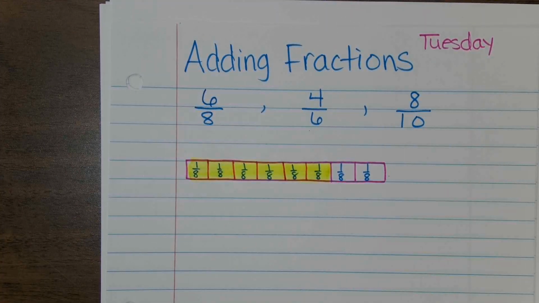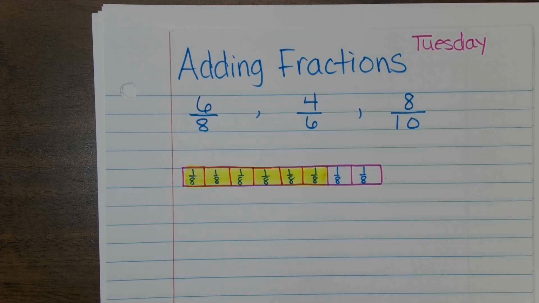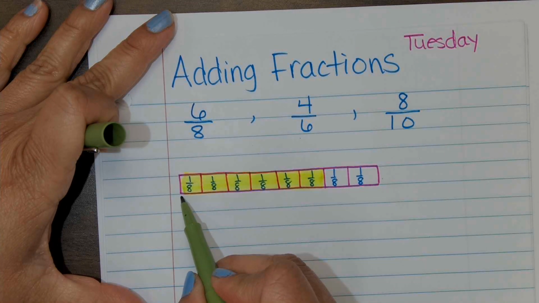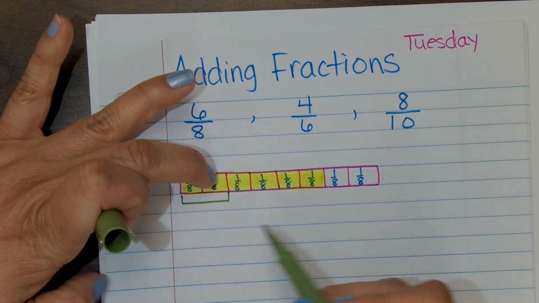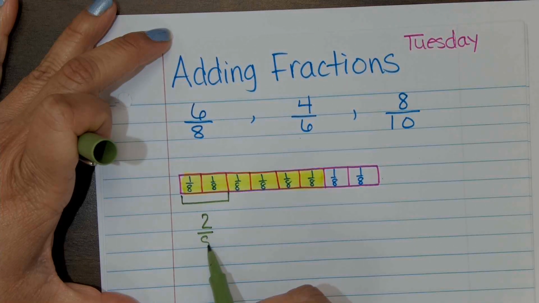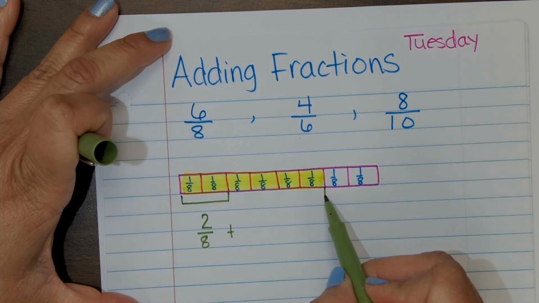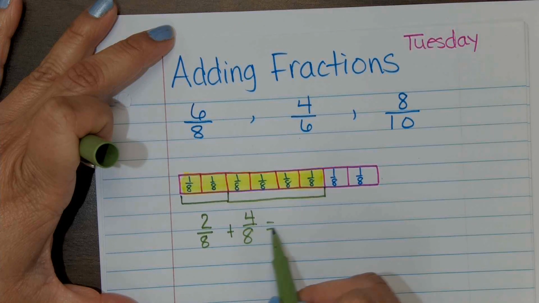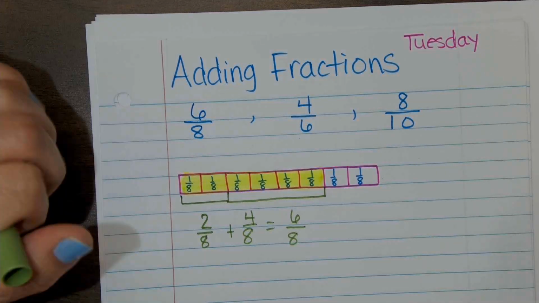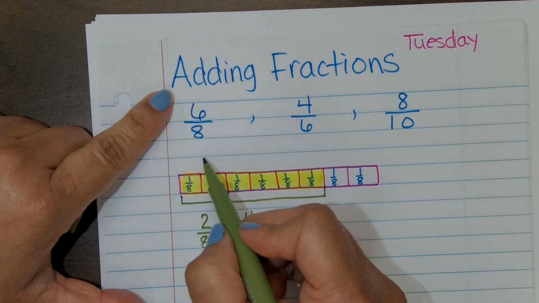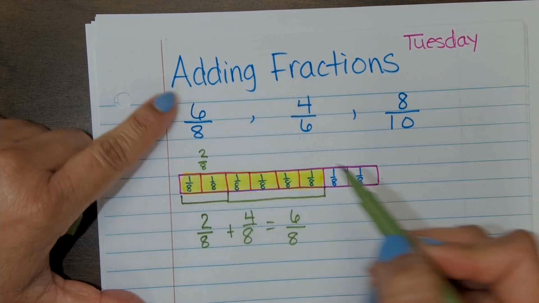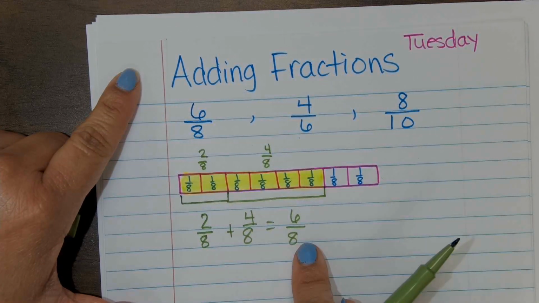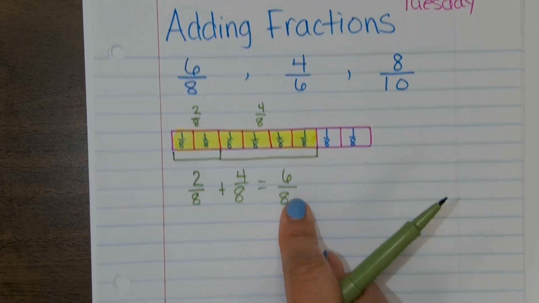So now we're going to find an addition sentence, and we can break this up in different ways. This is one way that I can find. So we can say 2/8 plus, well, how many more do I need? 1, 2, 3, 4. Plus 4/8 equals 6/8. So this is 2/8, sorry, and this is 4/8. And then when we add them up, we get 6/8.